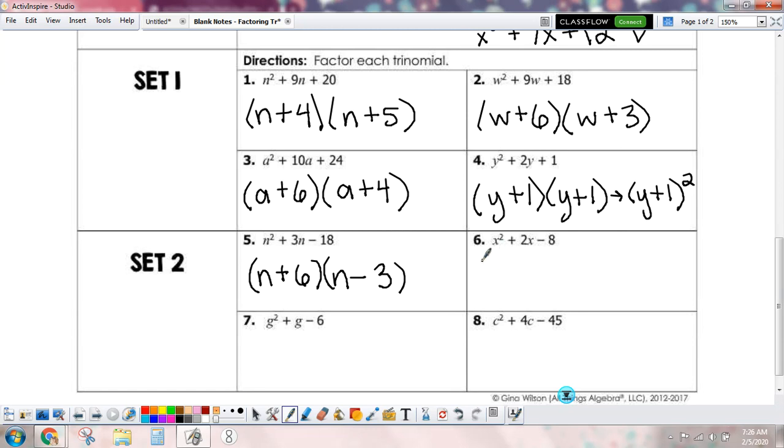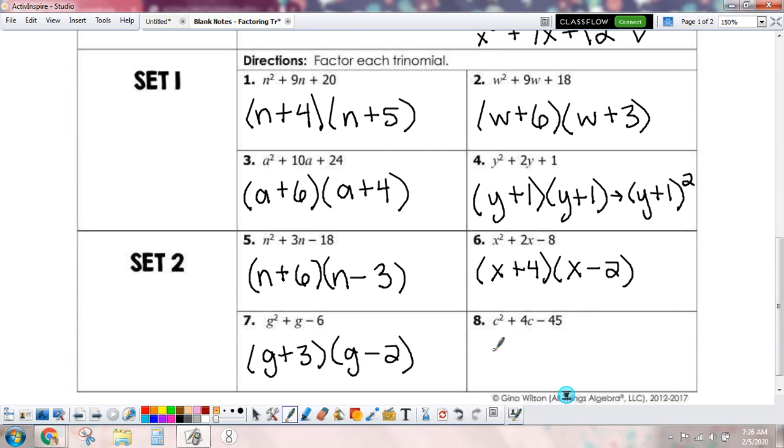And again, you check your answer by foiling to make sure that you have the correct answer. So I'm going to do x squared, negative 2x, 4x, negative 8. And then negative 2 plus 4 is a positive 2, so I do know this works. For number 7, you should have had g plus 3, g minus 2. Okay, and for number 8, you should have had c plus 9 and c minus 5.